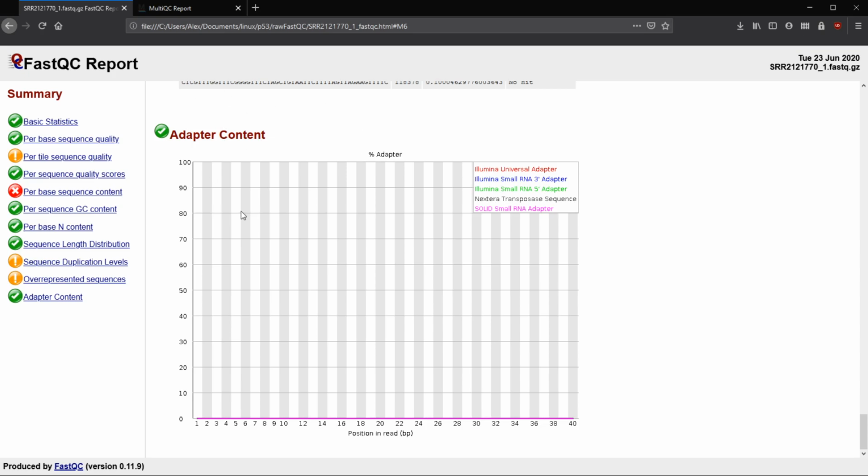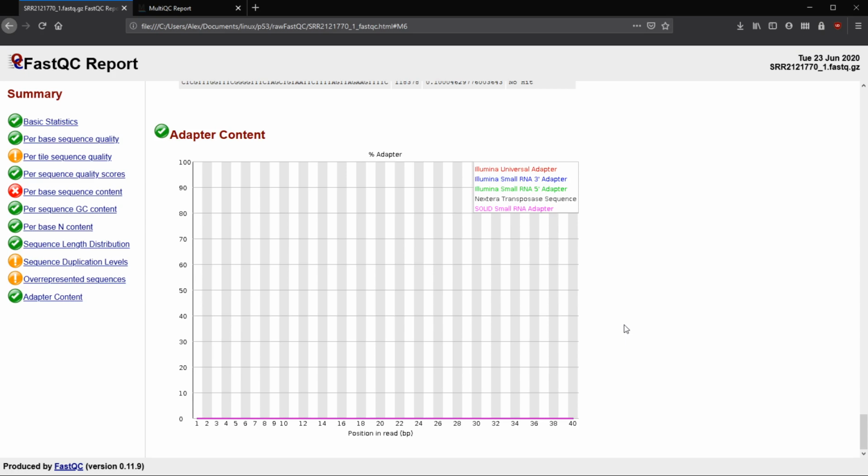And finally, we have our adapter content. So this is looking for Illumina or whatever adapters that you're using to see whether or not they're present in the sequencing results that you have for this particular library. So this is Illumina universal adapter forward. So it's going to look for all of these adapters to see whether or not they're present at any base pair or any base call location. This gives you a good idea of whether or not you have to adapter trim your sequences.